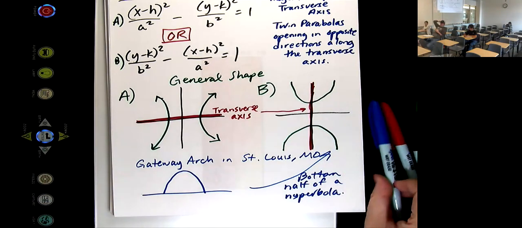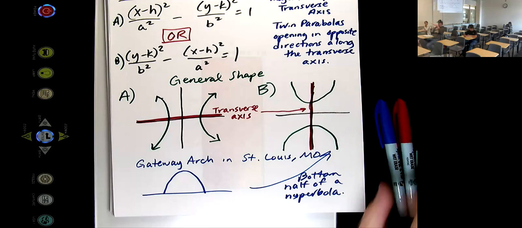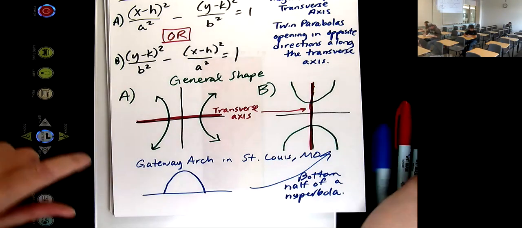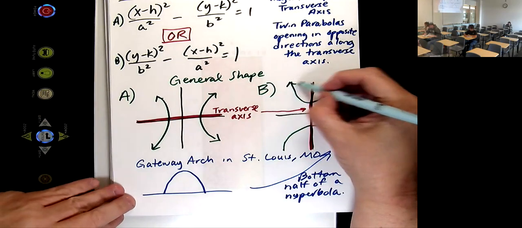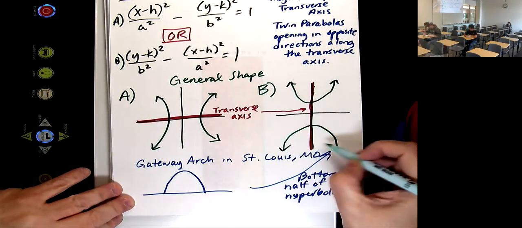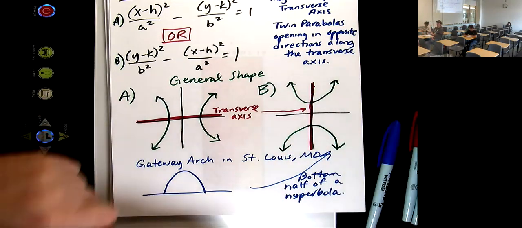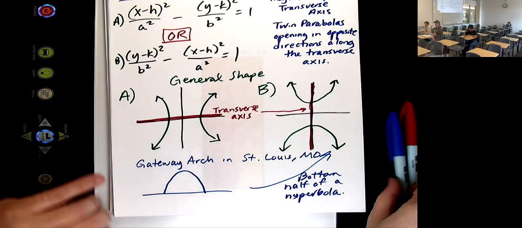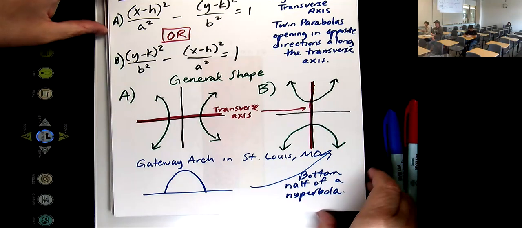Do the twin parabolas of the hyperbola go on into infinity? Yes. I put arrows along this one. I did not put arrows along this one. I should have. And they're not really parabolas. You're going to see how they're different in a second. They look like parabolas.